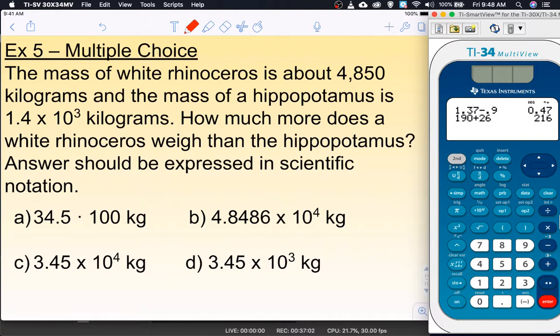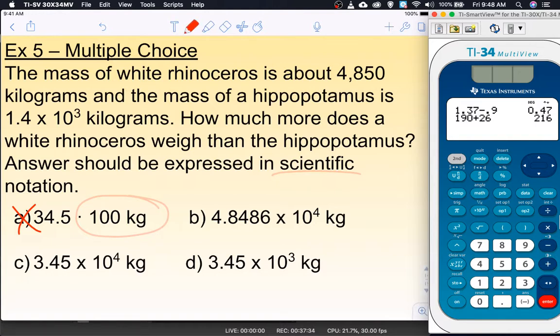Now, if you're looking at this problem, there is one answer choice you can actually cross off immediately, and that's letter A. I know letter A is wrong because it said in the problem our answer should be expressed in scientific notation, and that one is not scientific notation. So it's guaranteed wrong from the beginning of the problem, doing no work. As far as the other 3 options, they all are in scientific notation, so that doesn't help me eliminate any more choices.